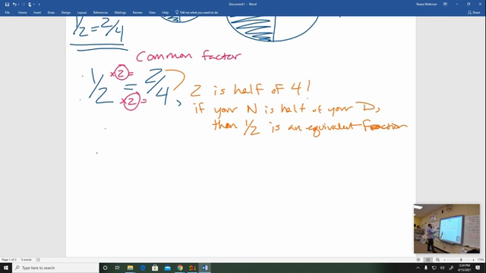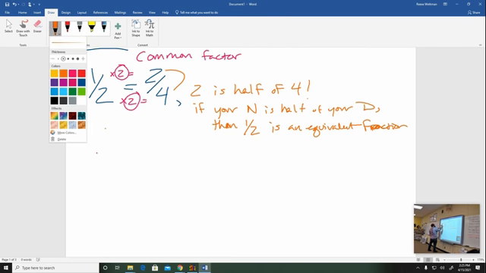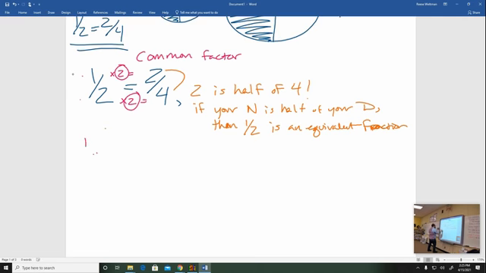Okay? So, if your numerator is half of your denominator, then 1/2 is an equivalent fraction to that fraction. Okay? So let's look at it again. So let's draw it out since I wrote all over that part. Okay, so let's switch back here to a different color. So let's start again. We've got 1/2. We know that 1/2 equals 2/4.